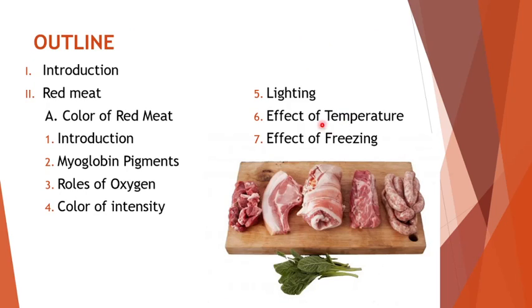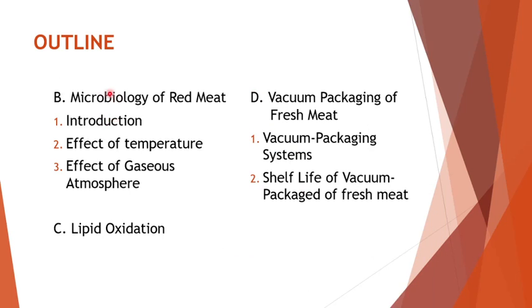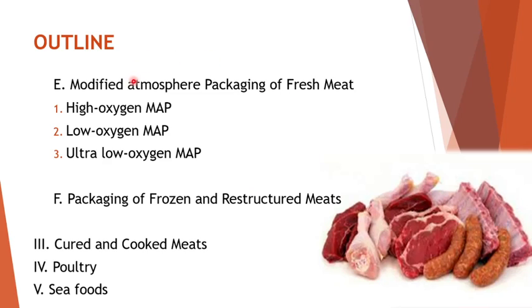So this would be the outline. We'll be talking a lot about red meat. Under red meat, we'll talk about the color and all the things that are affecting color of red meat. We'll also talk about the microbiology of red meat. Then there's also a very short topic on lipid oxidation. And finally, we'll talk about the different packaging systems for red meat, including vacuum packaging, modified atmosphere packaging, and packaging of frozen and restructured meats.